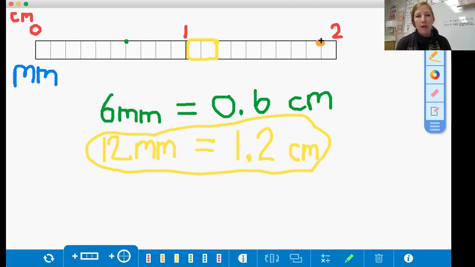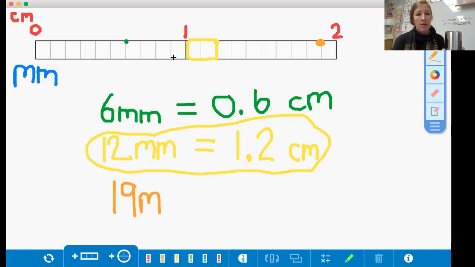Okay, first let's write it in millimeters. How many millimeters would that be? Remember, if you start here, you can count from 10, because we know there were 10 millimeters between 0 and 1. So 10, 11, 12, 13, 14, 15, 16, 17, 18, 19. It's 19 millimeters. You may have also thought, well, there's 10 millimeters here, and 10 more, that's 20. And then you go back 1. All right, 20 minus 1 is 19 millimeters.